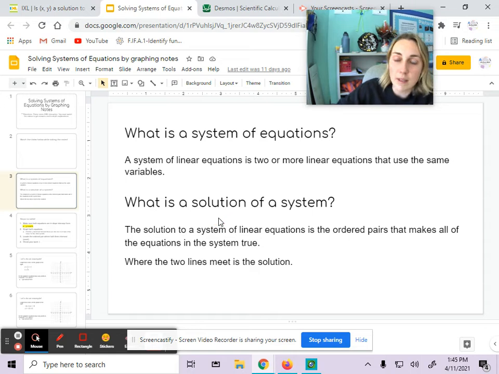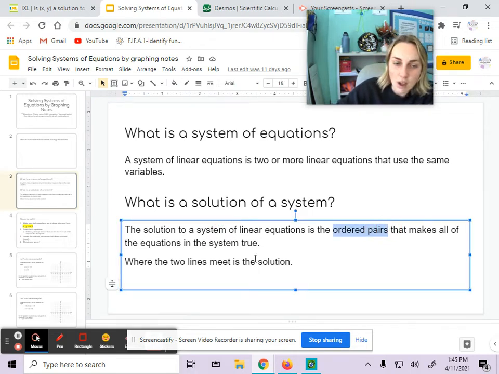And then a solution to the system, and this is really important, is the ordered pair that makes all of the equations in the system true. So what ordered pair can you plug into both equations to see if it's true? When you did your IXL A1, it already gave you the ordered pair, and you had to find out whether it was a solution. Well, in this case, you have to find the ordered pair. And from now on, that's going to be your job, to find the ordered pair that is the solution to the equations. And there's multiple ways to do it.